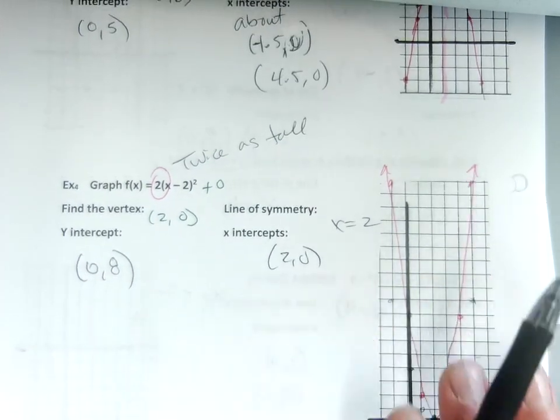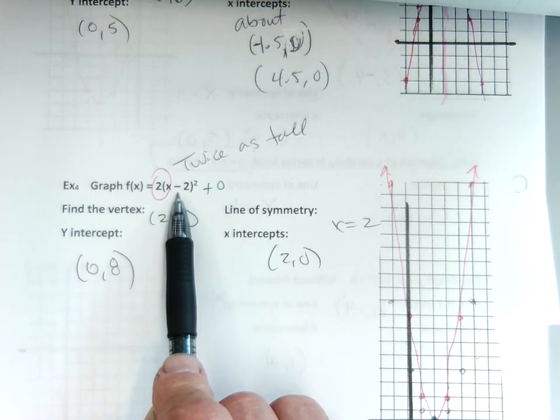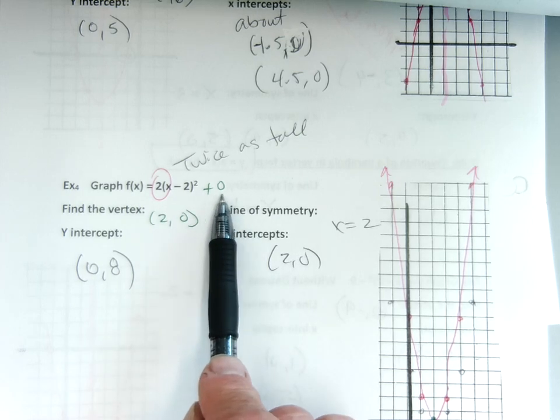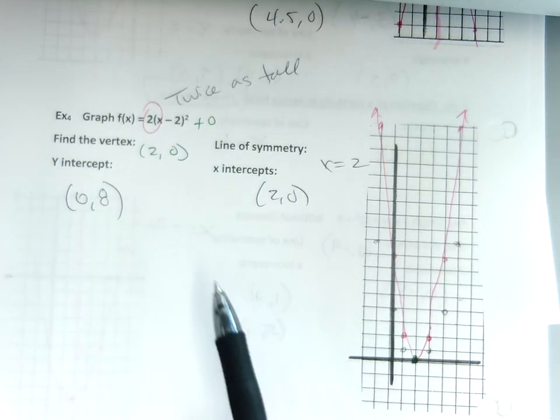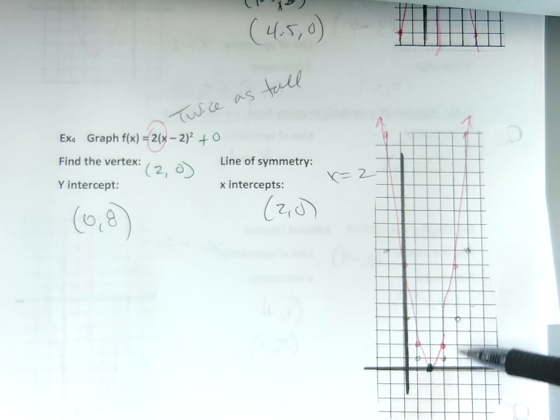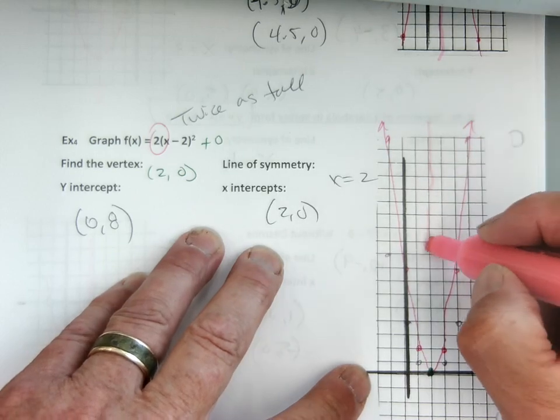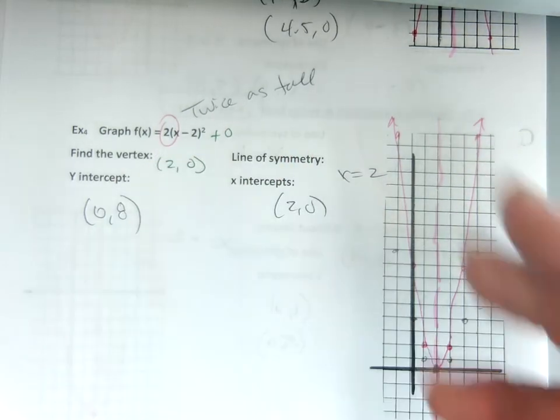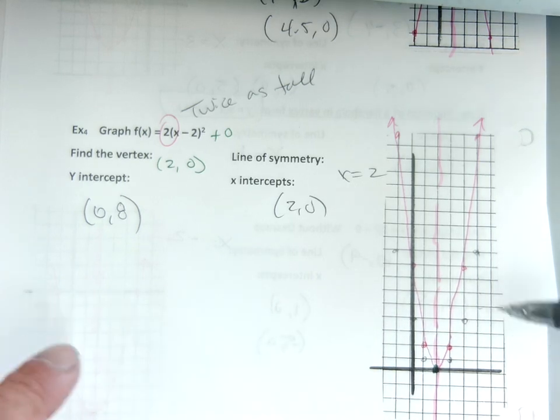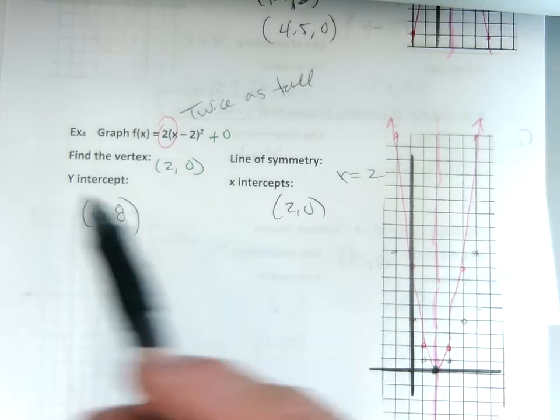Okay, example 4. With a 2, it's going to be twice as tall, but let's get the vertex first. It's going to be at a positive 2, 0, an invisible 0, so I went to 2, 0. Then I made it twice as tall. Instead of 1, 1, I went to 2. Instead of 2, 4, twice as tall with 4, I went to 8. For 3, 9, I went twice as tall to 18. It has a line of symmetry down the middle at x equals 2, and I folded the points over so I'd have symmetry. That gave me the y-intercept at 0, 8. I only have one x-intercept, at 2, 0. Okay, that's all I have.